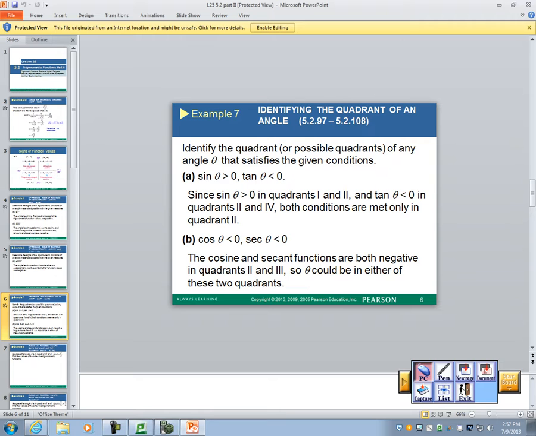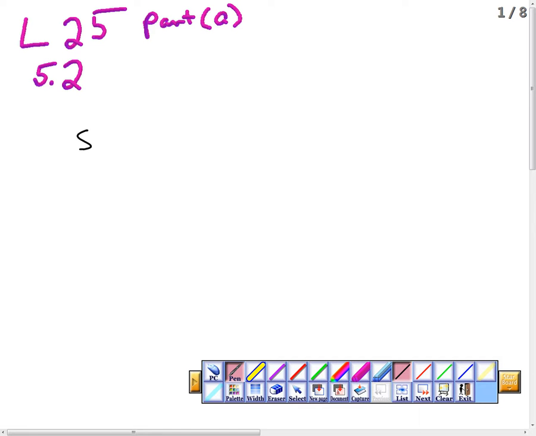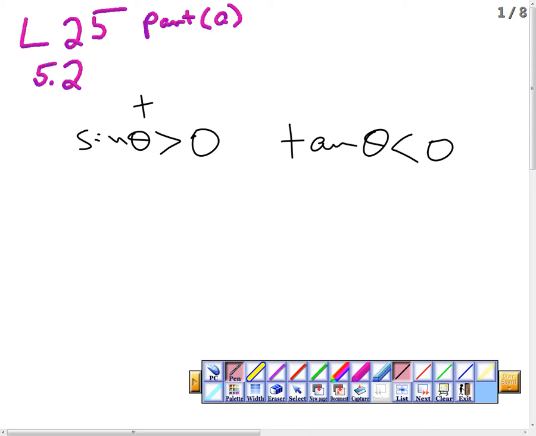Okay, identify the quadrant or possible quadrants of any angle theta. Sine theta is positive, tangent is negative. Okay, so let's look at that. Sine is positive, tangent is negative. Our sine theta is greater than 0. Tangent theta is less than 0. So that means sine's going to be positive. Tangent's going to be what? Positive or negative? If it's less than 0. Negative.